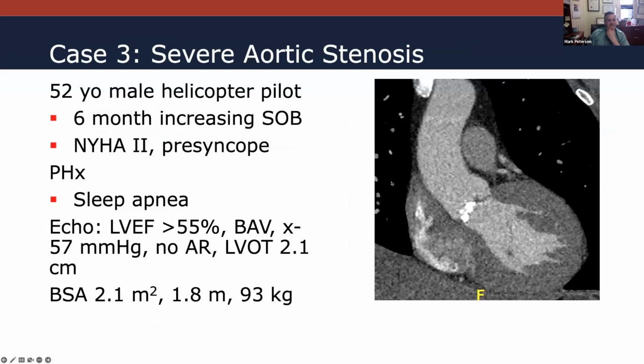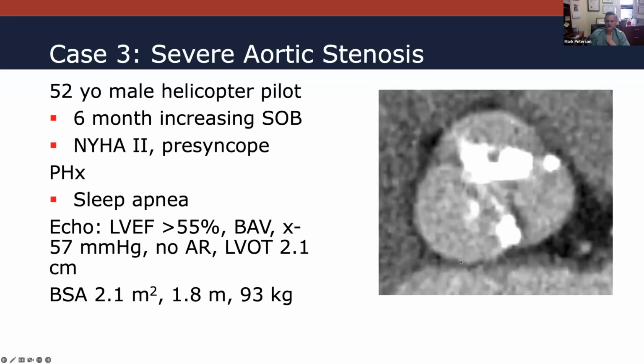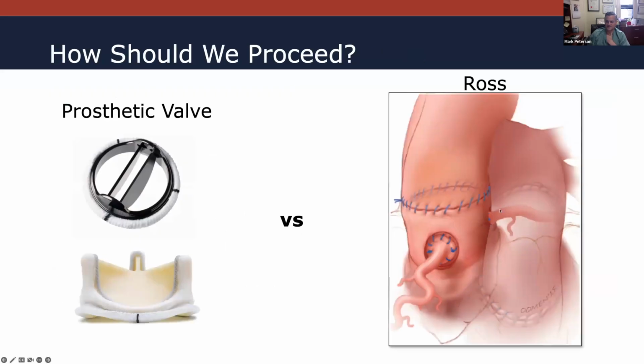So here's a case of a 52-year-old helicopter pilot from Newfoundland. Again, standard symptoms of severe aortic stenosis, shortness of breath, some presyncope, history of sleep apnea. Echo shows preserved LV function, bicuspid valve with a mean gradient of 57. LVOT was 2.1, no aortic insufficiency in a 93-kilo man with a BSA of 2.1. So again, we've measured the dimensions on CT. This is his valve and cross section. So how should we proceed?